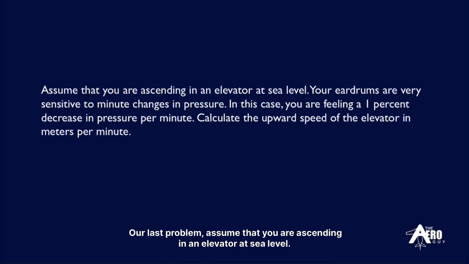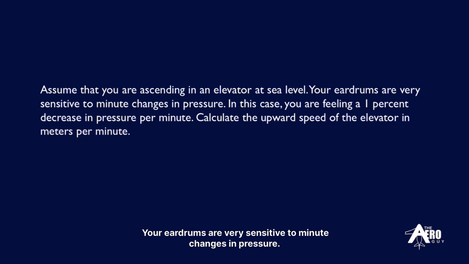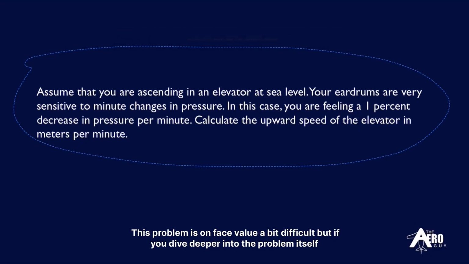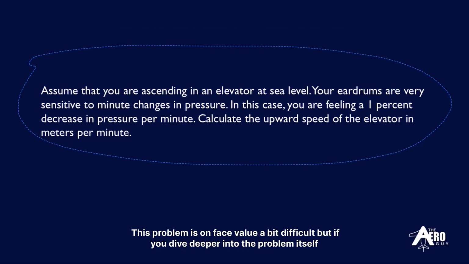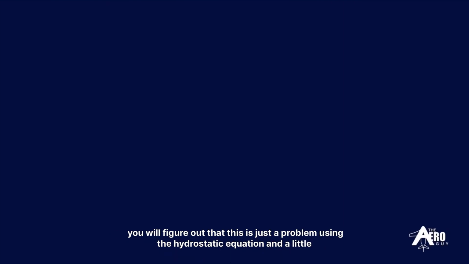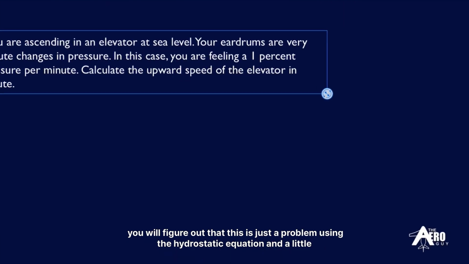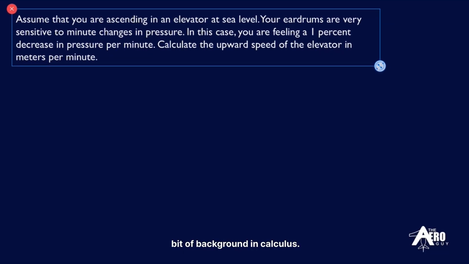Our last problem: assume that you're ascending in an elevator at sea level. Your eardrums are very sensitive to minute changes in pressure. In this case, you're feeling a 1% decrease in pressure per minute. Calculate the upward speed of the elevator in meters per minute. This problem is on face value a bit difficult, but if you dive deeper into the problem itself, you'll figure out that this is just a problem using the hydrostatic equation and a little bit of background in calculus.